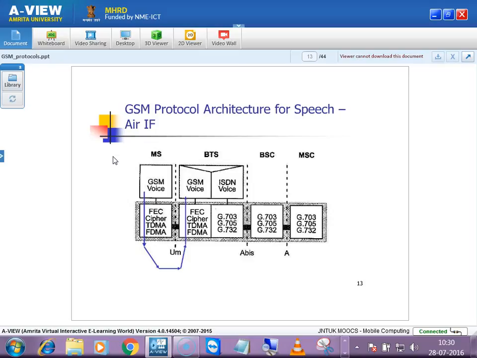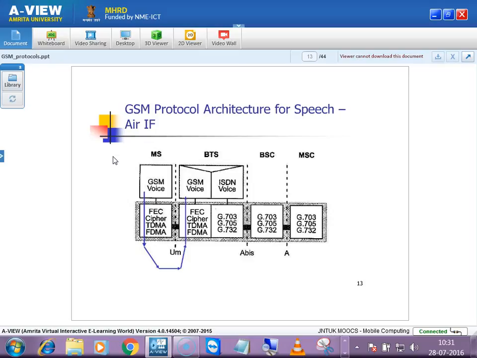I think, see, this is the mobile station. For speech, this is the architecture, and the base station and controller, and this. And here for GSM voice, you will be having these techniques: forward error correction, ciphering of data, TDMA and FDMA.